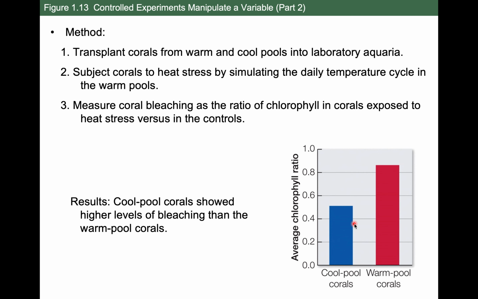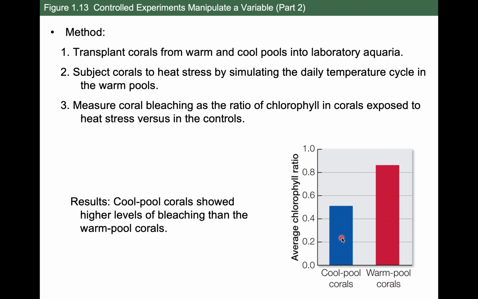And you can see some of the data they got here shows that the corals that came from the warmer waters originally actually show less bleaching than those that came from cooler pools when subject to the same heat shock in the laboratory. So it would really be impossible to do this kind of comparison out in nature because, yeah, you could look at corals from cooler waters or warmer waters, but there's no way to control the heat shock to try to induce that.